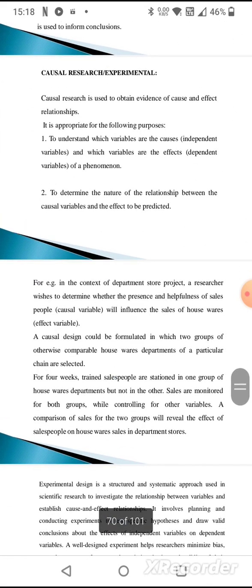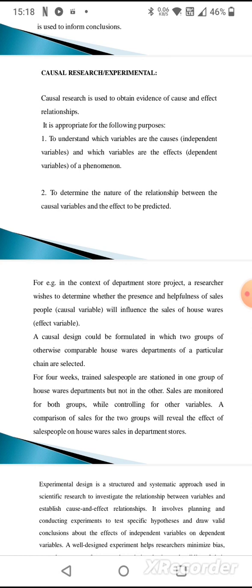So we are done with the descriptive research design. Next, we'll move on to causal research or experimental research. So exploratory and conclusive. Under conclusive we have descriptive, and under descriptive we learnt about longitudinal and cross sectional, and now we are moving on to causal or experimental under conclusive.